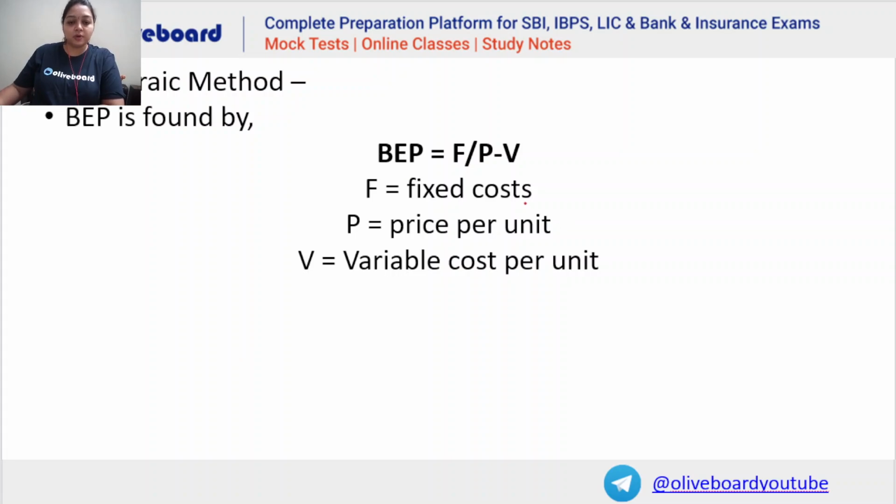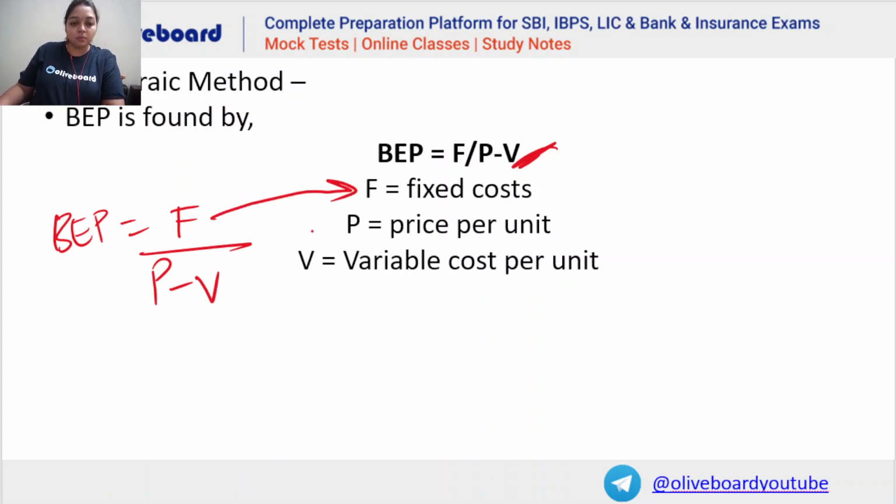What is the algebraic method? So in the algebraic method there is a formula. This formula is very important. So what is the formula? Break even point is F by P minus V. So your F is your fixed cost, P is price per unit, V is variable cost per unit. This you should not forget, right? So the formula is F by P minus V.